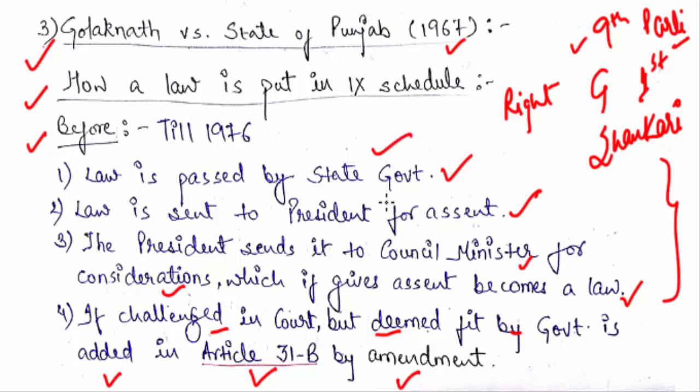If a state wants to add any particular law into the 9th Schedule, it cannot do it on its own. It may pass the law, then send it to the President, then the President sends it to the Council of Ministers for consideration, and then it becomes a law, right? Then if Parliament believes that this particular law is necessary, Parliament will add it into Article 31B by means of an amendment. They have to amend the Constitution to put any law under the 9th Schedule. So this is the process of putting something in the 9th Schedule.